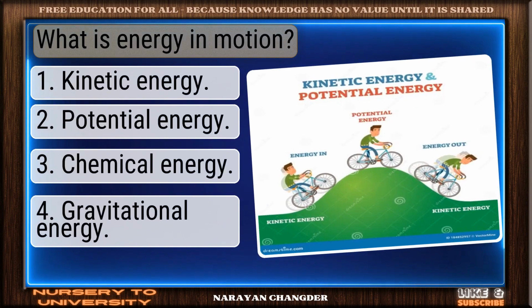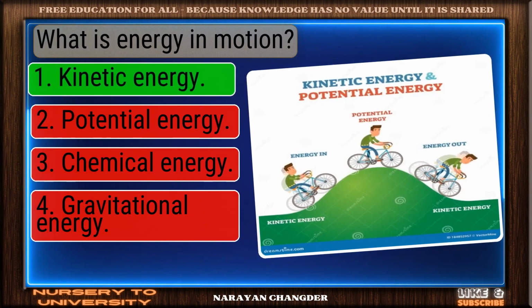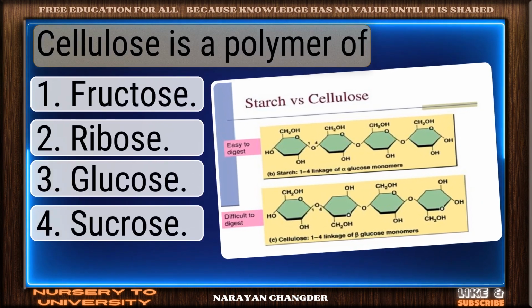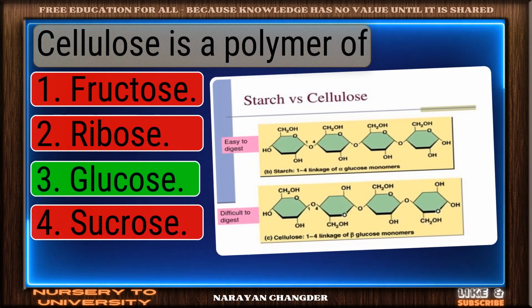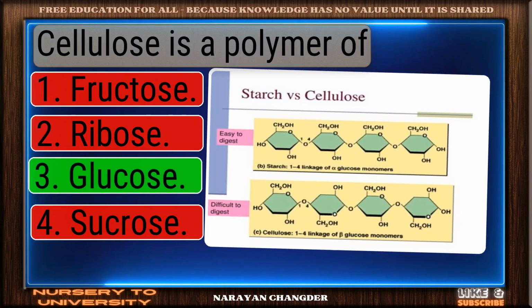What is energy in motion? Smart move. Kinetic energy is an accurate answer. Cellulose is a polymer of... Great job. Glucose is the accurate answer.